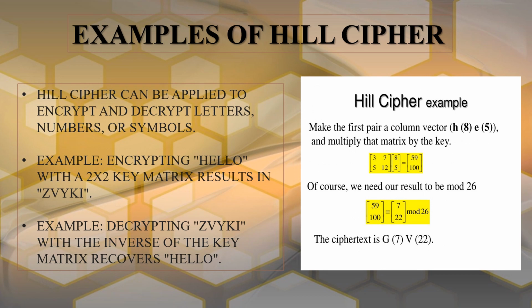Examples of the Hill cipher. The Hill cipher can be applied to encrypt and decrypt letters, numbers, or symbols. Example, encrypting hello with a 2 by 2 key matrix results in ZVYKI, and the inverse of the key matrix recovers hello.